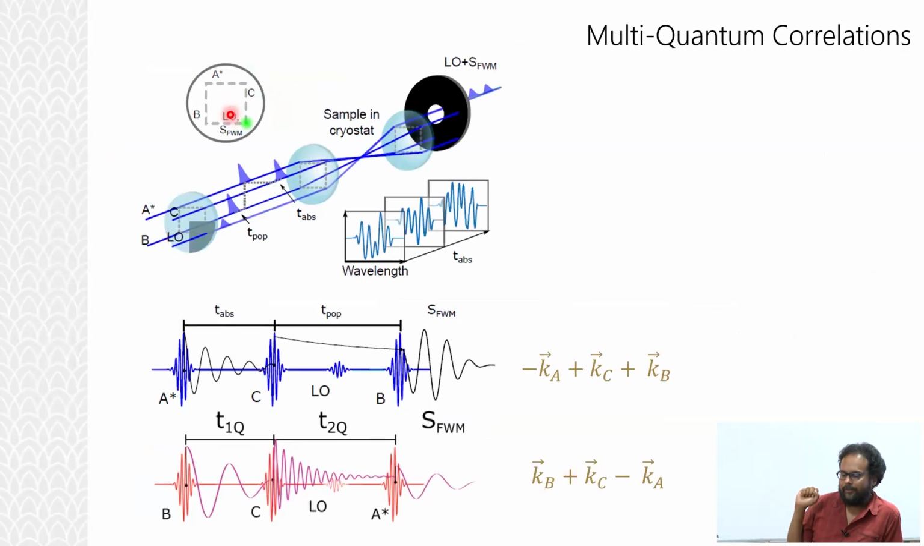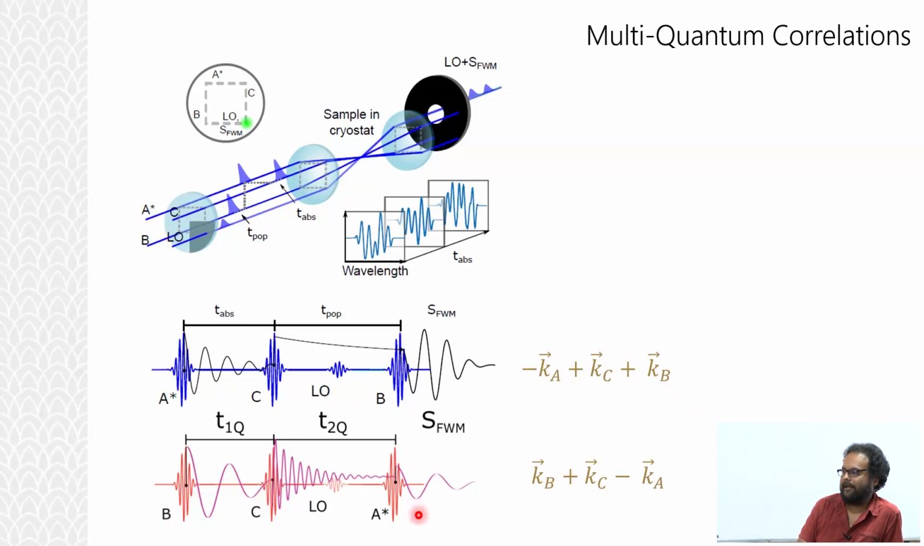Okay, cool. I want to go back to our experiment. Remember, we were coming with 3 pulses, and your time ordering was such that this was your rephasing spectrum. In this configuration, you're coming with the A pulse, C pulse, and B pulse, minus k1 plus k2 plus k3. Now let's say I change the time order. I come with my B pulse, then the C pulse, then the A star. What would it look like?